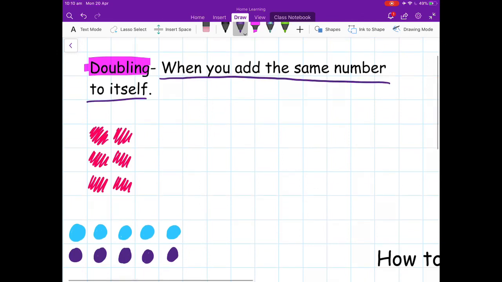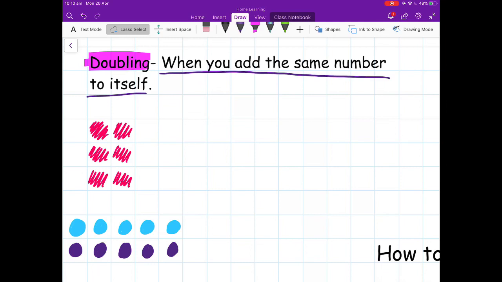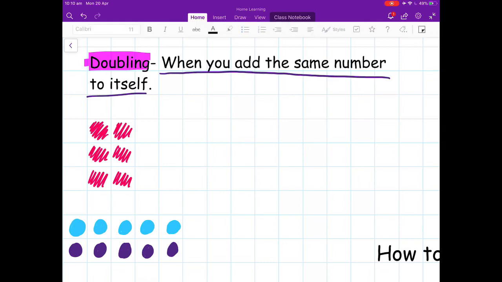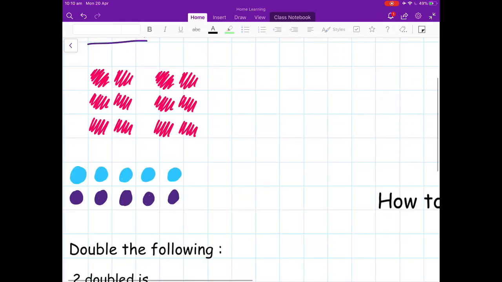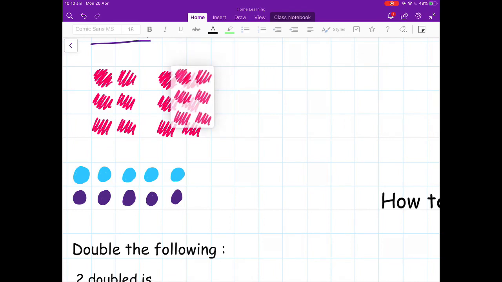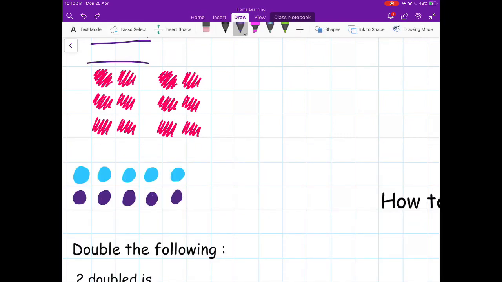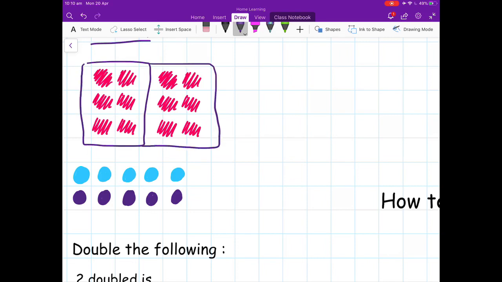First things first, I want you to have a look at my pink squiggles I have over here. You can see I have 6 squiggles. I'm just going to show you something. I'm going to copy them and paste them. Now, what have I just done to my squiggles? Oh, whoopsies. I have just doubled them. Absolutely. So I started off with 6 squiggles and I've doubled them by copying and pasting them.